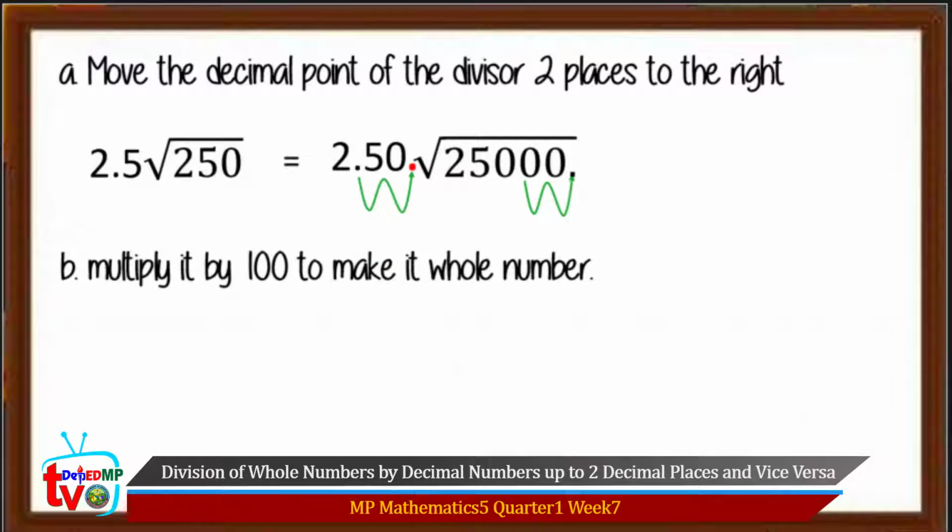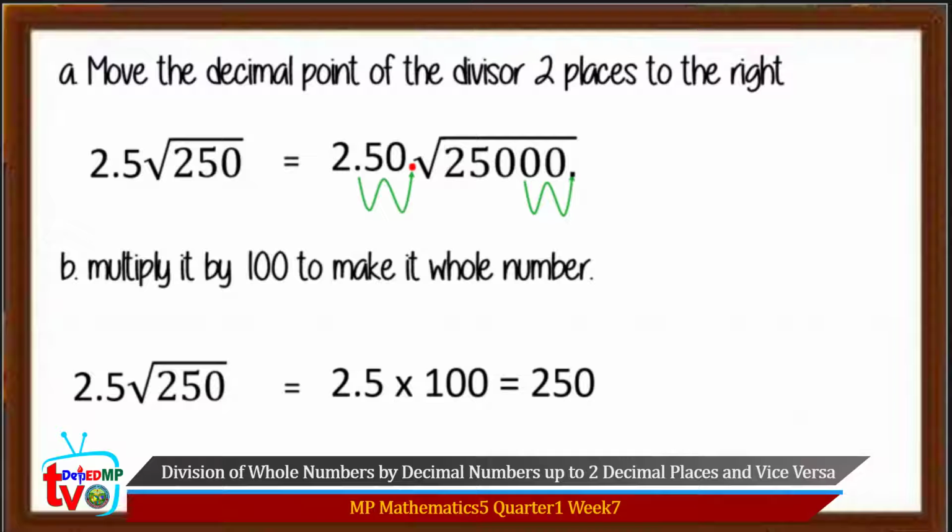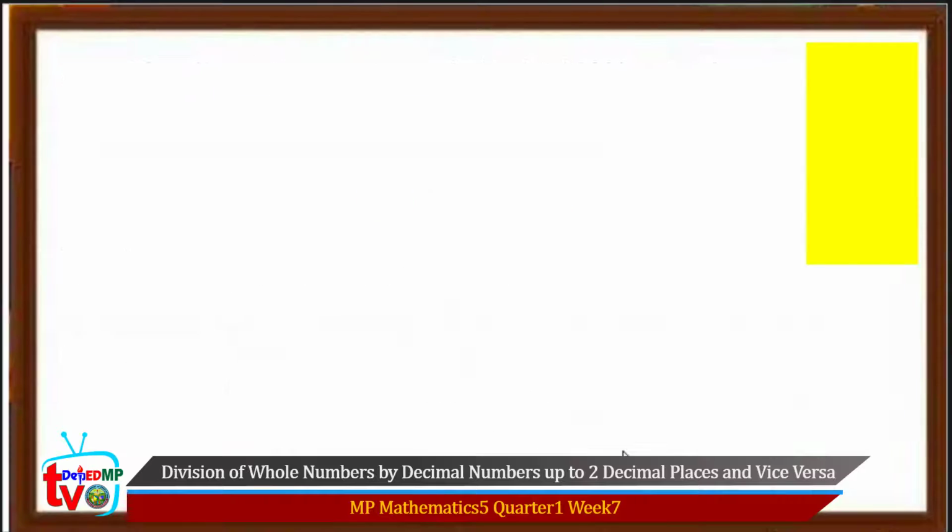Or, let's have letter B. Let us have the same example. 250 divided by 2.5. What will we do? Let us multiply the divisor by 100. 2.5 times 100 will become 250. And we do the same with the dividend. 250 times 100 will become 25,000. So, we both have whole numbers, 250 and 25,000. Let's proceed now to division.